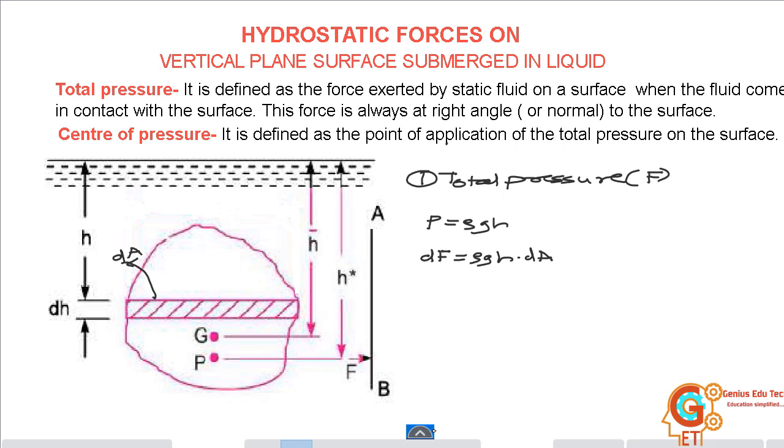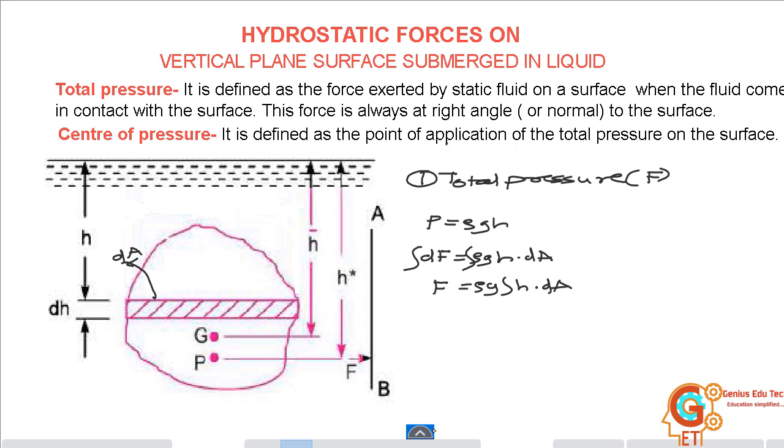But we are not interested in finding the pressure force acting on this small elemental area. We want the pressure force acting on the whole area. For that we will integrate this equation, integrating on both sides. So we get the total pressure force acting on this. As rho g is constant, rho g will remain outside of the integration. We get H into dA.